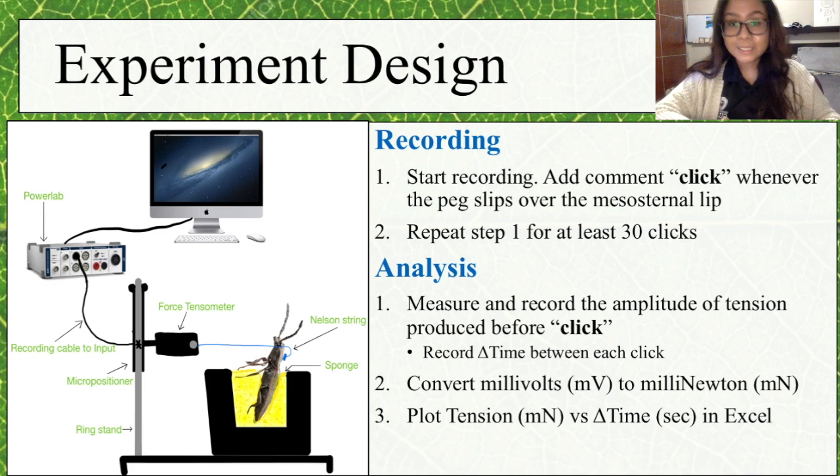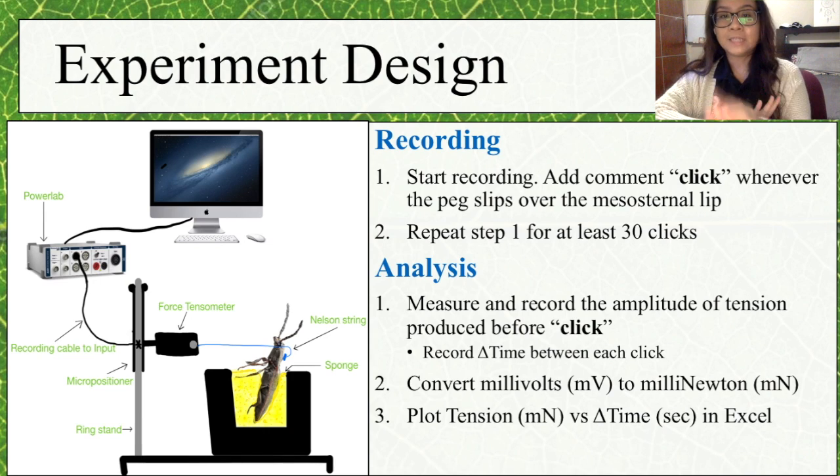And once I have all my data points noted, maybe about 30 clicking mechanisms, then I would take my Excel sheet and I would convert the tension, which PowerLab would interpret as millivolts, to millinewtons, since that is the unit of tension. And then I would go into Excel and plot a graph of my data of tension versus time, or delta time.